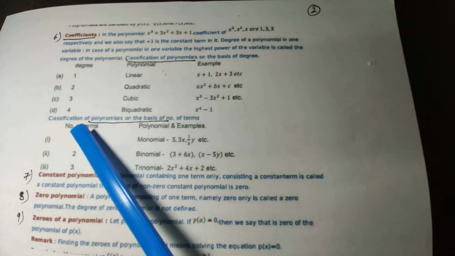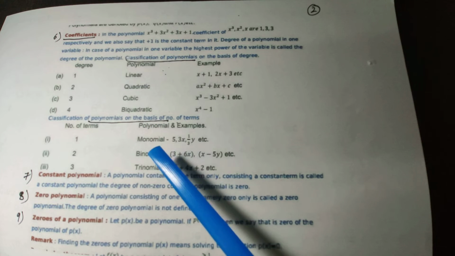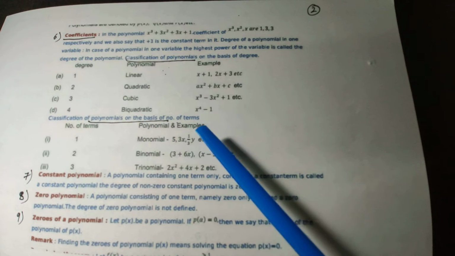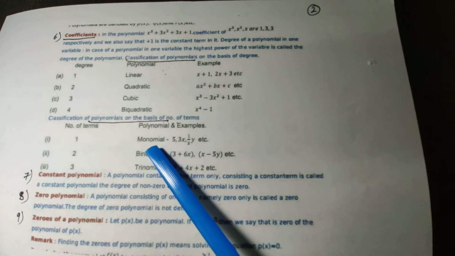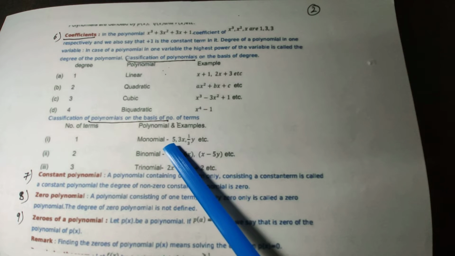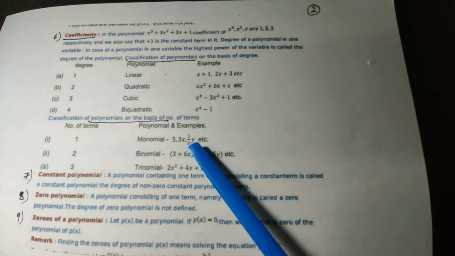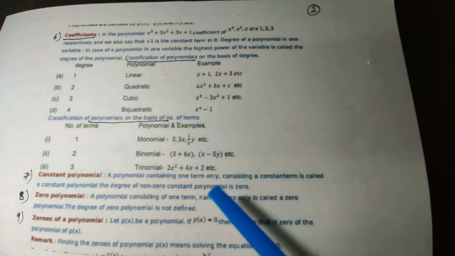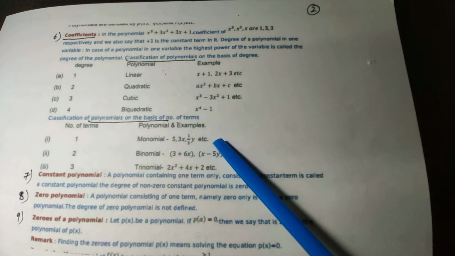Here you will be happy to know that the classification of the polynomial can be done on the basis of the number of terms it carries. If there is just one term, it is called a monomial. For example, 5, this is called a constant polynomial. 3x, this is called a linear polynomial. 1 upon 4 into y, this is again a linear polynomial.